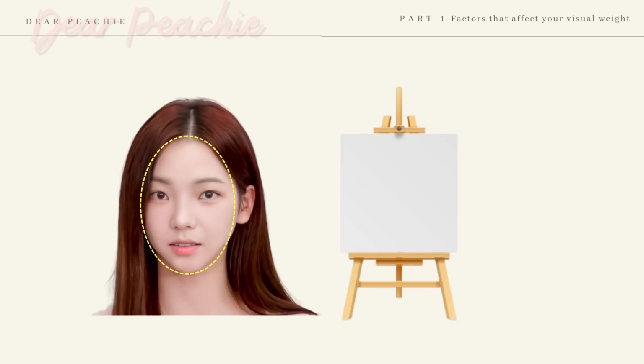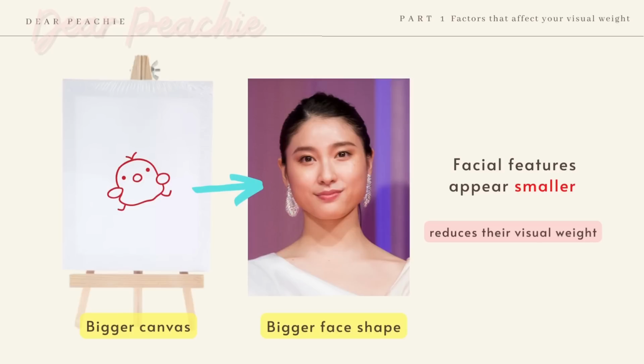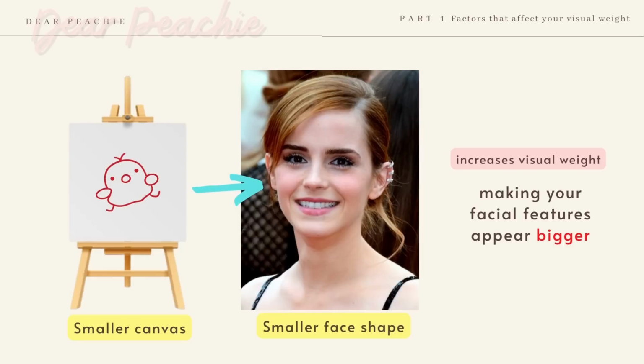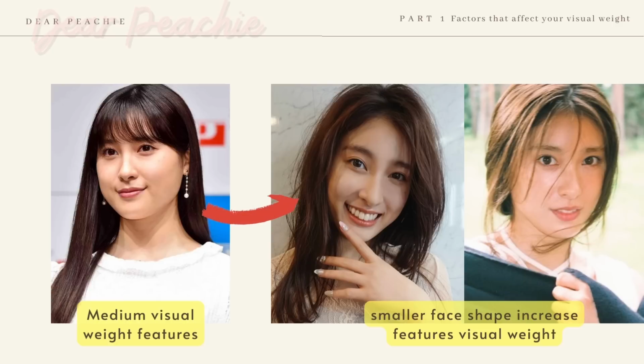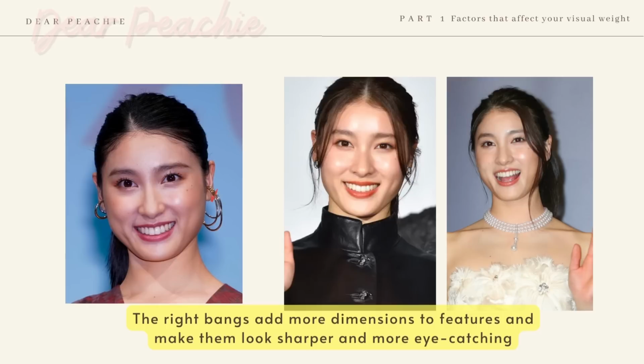Imagine your face as a canvas, and your facial features are the drawings. A bigger canvas makes your facial features appear smaller, and it reduces their visual weight. On the other hand, smaller canvas increases your visual weight, making your facial features appear bigger. This explains even though some celebrities have medium visual weight features, with a smaller face shape, they can achieve a more vibrant, stunning look with higher visual weight. The same thing happens when you lose weight, which may slim down your face, increasing the proportion of your facial features to your face. Besides that, we all know that the right hairstyle accentuates our face shape.